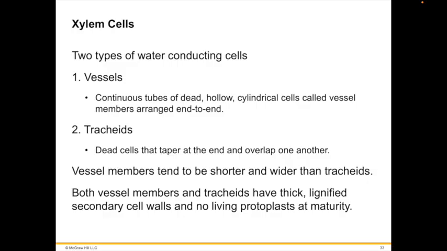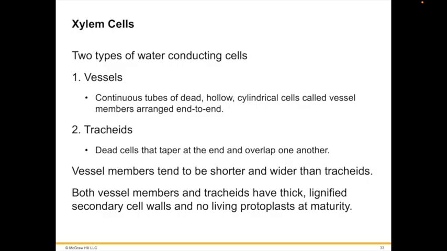In addition to conducting water, dissolved minerals, and inorganic ions such as nitrates and phosphates through the plant, xylem supports the plant body. Vessel members tend to be shorter and wider than tracheids. When viewed microscopically, they resemble soda cans with both ends removed. A vessel is a stack of vessel members.